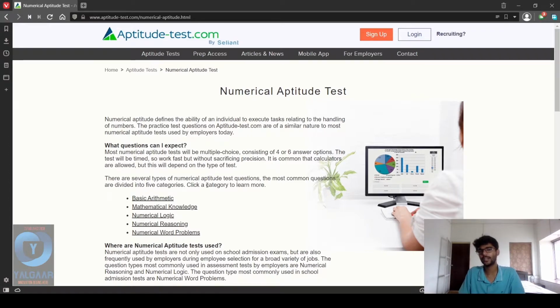Then mathematical knowledge: trigonometry and stuff like that, basic mathematics. You don't need to worry about differentiation and integration. It might be there, but usually they don't really have anything. In fact, up till today, I've never really seen a lot of differentiation and integration problems in aptitude tests. So that's a good sign. You don't have to worry about it.